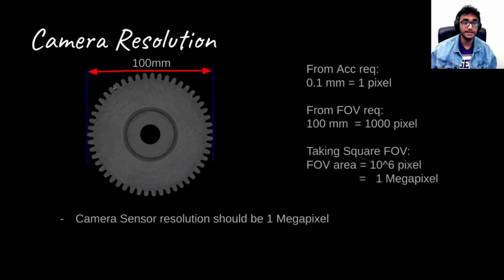So if we do the math, say we have 100 millimeters of the diameter, and then we want to calculate what is the resolution of the camera we would need to get the 1 mm tolerance requirement. So from the tolerance requirement or the accuracy requirement, we get 0.1 mm is equal to 1 pixel. And then from the field of view requirement, we get that 100 millimeters is equal to 1000 pixels. So as in that this vertical field of view should be composed of 1000 pixels in the vertical direction. And then taking a square field of view, we would get 10 to the power 6, so squaring this value, and then we would arrive at a 1 megapixel camera. So by this calculation, we would be able to narrow down what the resolution of the camera should be.